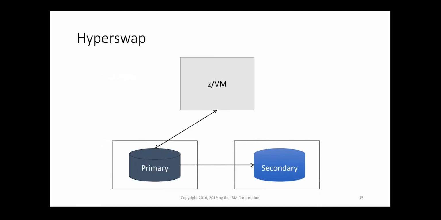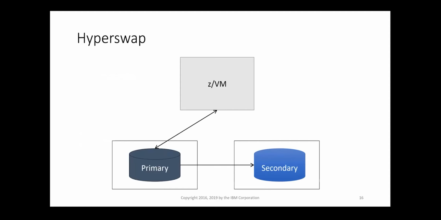This is just a picture of what HyperSwap really does. I have a primary and secondary device. These are separate storage servers. Think of it as a separate DS8000. And one DS8000 is replicating. As I write to the primary, updates are going to the secondary, and the I/O does not complete until both of those are done. Now, that's a local operation. Okay?